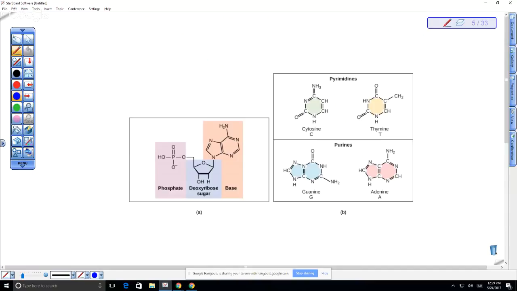And so this just shows their structure. Notice that cytosine and thymine are single rings, and guanine and adenine have double rings. And you don't need to remember that, but I'm going to talk about why that is significant in a little bit.